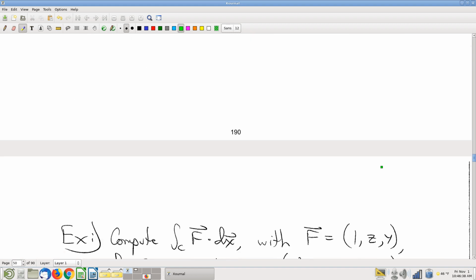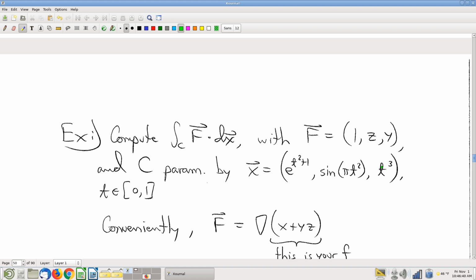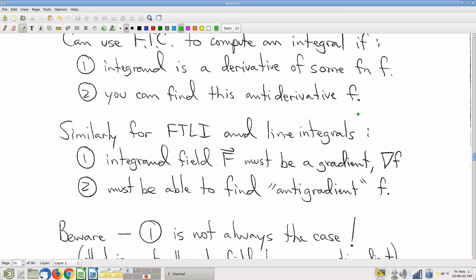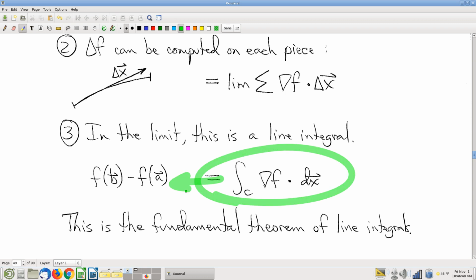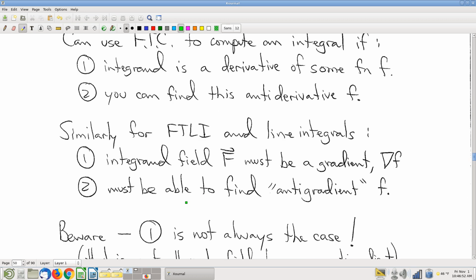But that's a worry we'll worry about in a little while. Let's get our hands dirty and do one. Reminder. Here's what we're looking at. If we want to compute a line integral, cool, there's your formula. Let's do that.